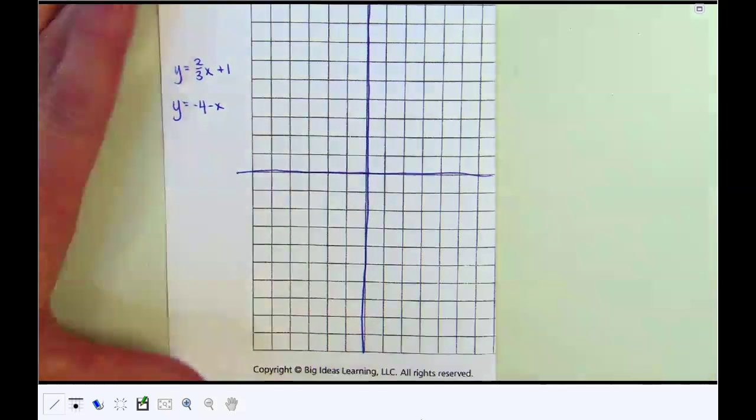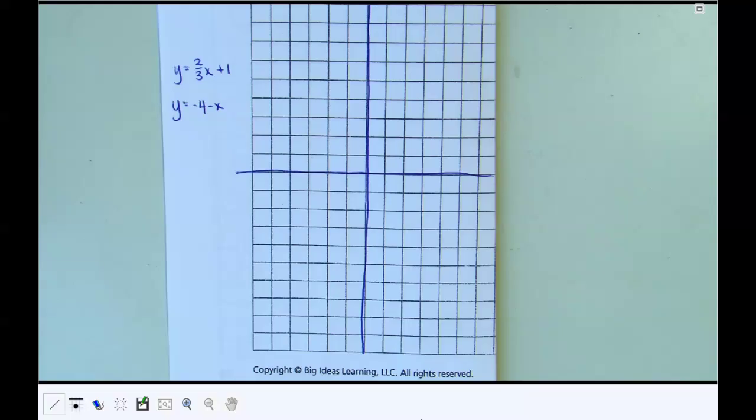Okay, so I need you to lock in and pay attention. We are graphing and solving systems. So when you graph a system of equations, you graph both equations on the same axis. So look at the first equation up there. What's its y-intercept? Its y-intercept is 1.